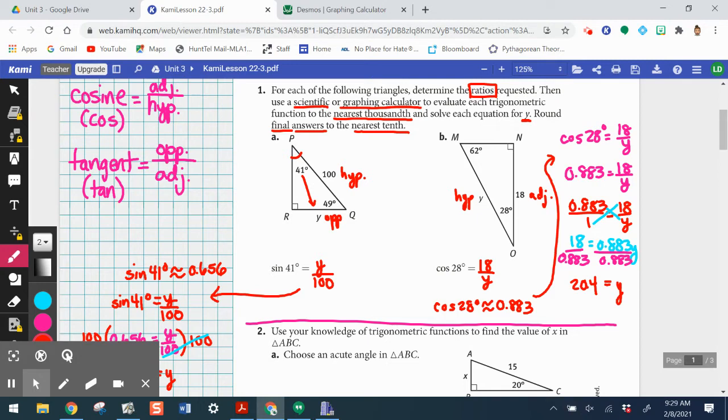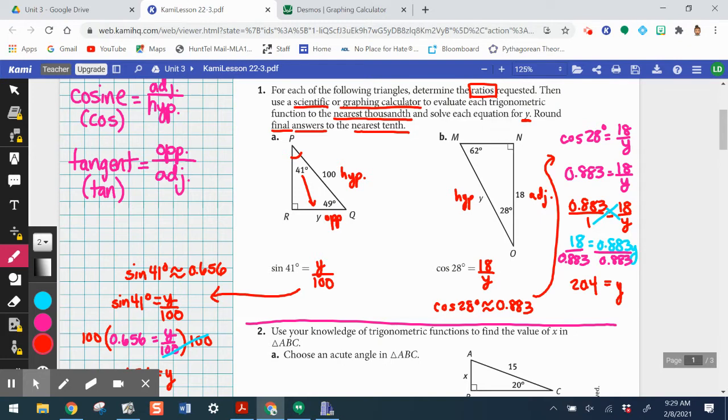Okay, so as we dive in, let's notice a couple key things here. They're asking us to determine the ratios requested. That's really what we're doing. We are finding the sine of 41 degrees, and we're finding the cosine of 28 degrees. It says then use a scientific or graphing calculator to evaluate each trigonometric function to the nearest 1,000. So we're going to use Desmos to find the approximate value of the sine of 41 degrees and the cosine of 28 degrees, and we're going to round those to the 1,000th place. As many decimals as we can use, the closer to the exact value that we are, without being too ridiculous.